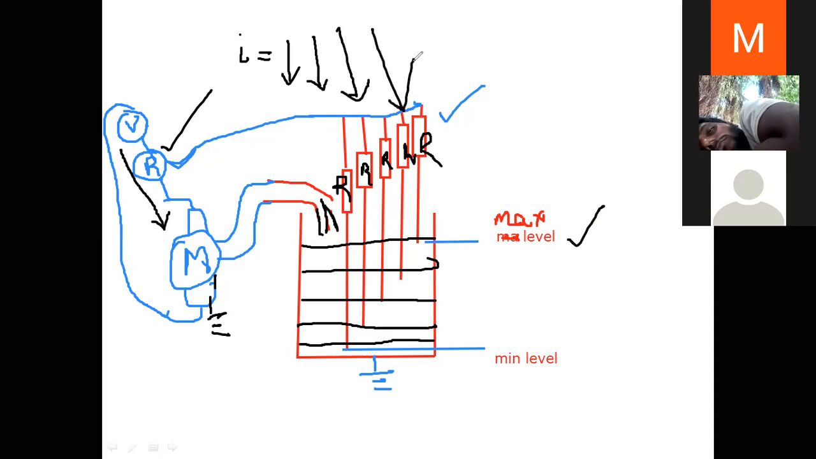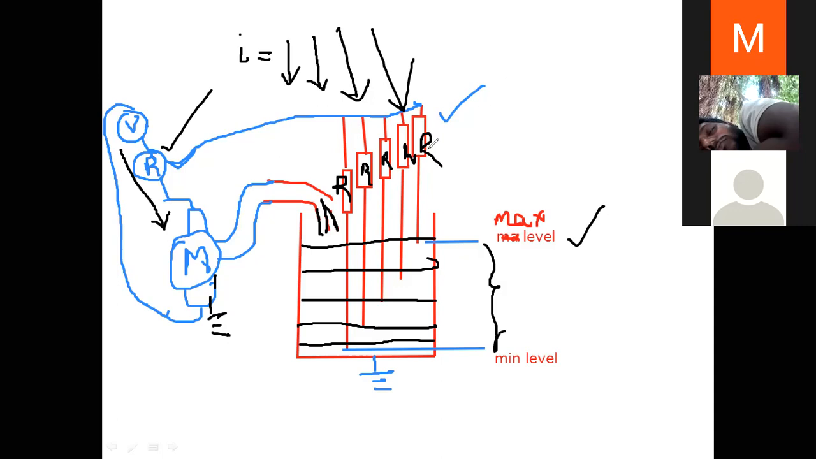Current drastically decreases as resistance is increased to a high range. So the motor eventually stops rotating and the water flow reduces to zero. So the tank level is high now. So I am controlling the level of the tank by varying the resistances.